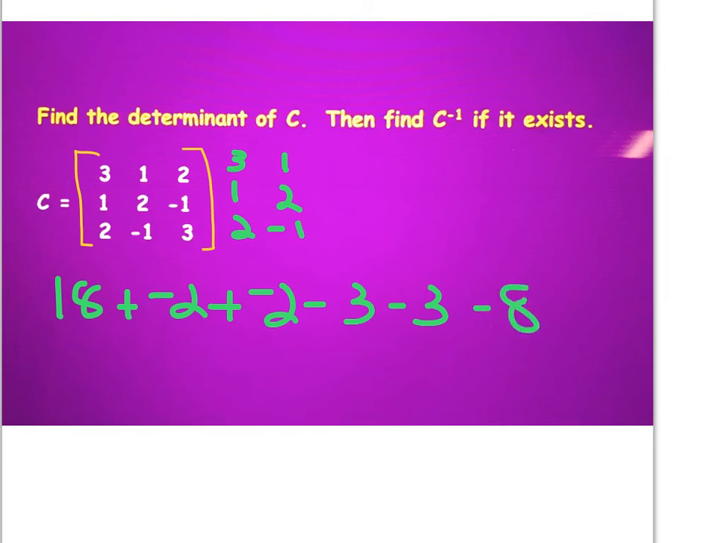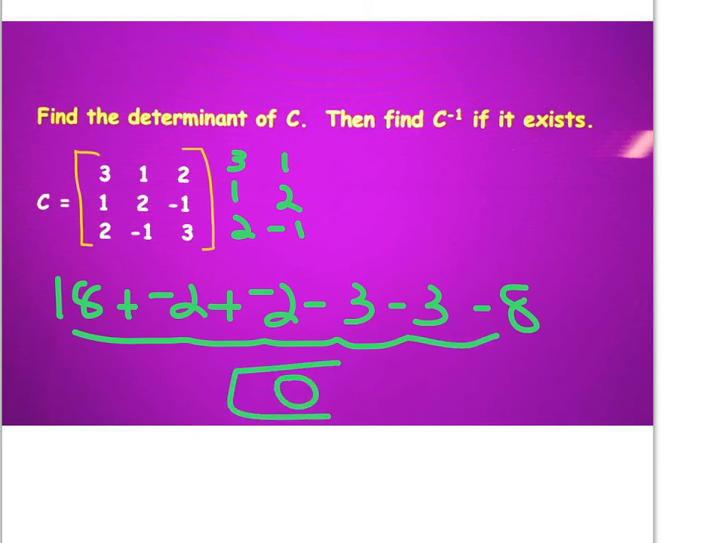So I'm going to add all that stuff up. 18 minus 2 is 16. Minus 2 is 14. Minus 3 is 11. Minus 3 is 8. Minus 8 is 0. Get the same answer again because it was the same problem. I was hoping I would. And that's using diagonals.